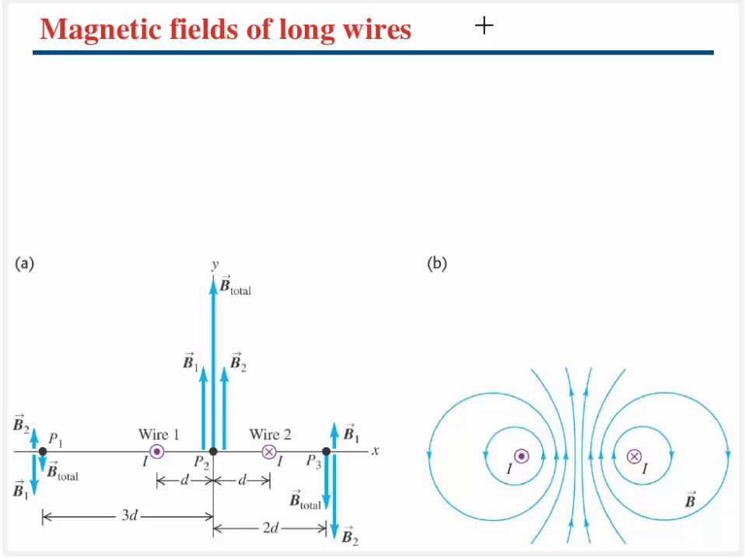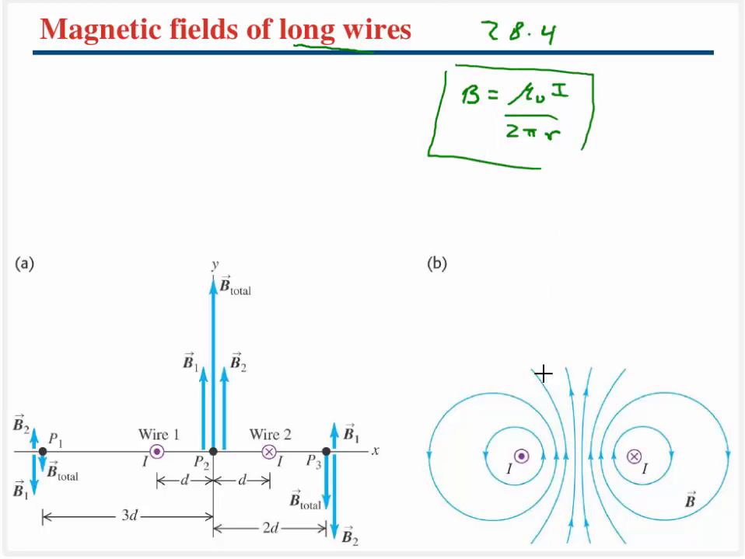So let's take a quick look at example 28.4. In this case right here, we have two very long wires that are running into the page. And so what we can do is we can write what we derived on the last page, that the magnetic field around each wire is going to be mu naught I divided by 2 pi r. So that's going to be the magnitude of the magnetic field. This wire is running up out of the page. This wire is running down into the page.